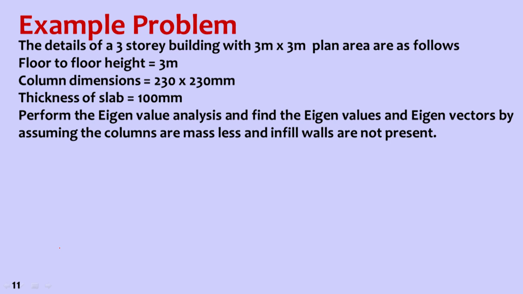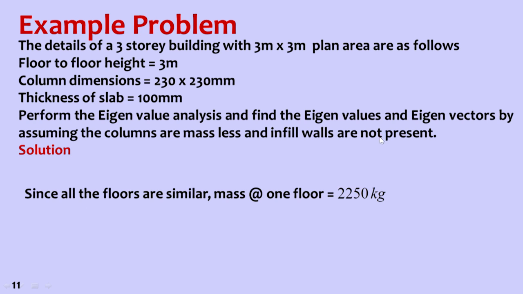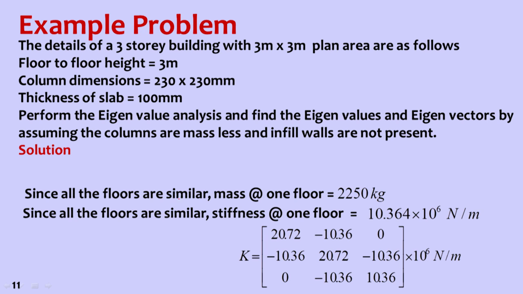Now let us solve one example problem on this. The details of a 3-story building with 3 meter by 3 meter plan area are as follows. Floor to floor height 3 meters, column dimensions 230 by 230 mm, thickness of the slab 100 mm. Perform eigenvalue analysis and find the eigenvalues and eigenvectors by assuming columns are massless and infill walls are not present. Since all floors are similar, the mass is 2250 kg. We are carrying the same example in this case also.